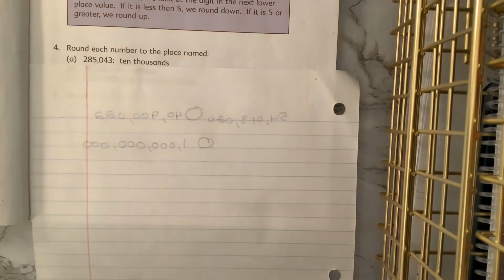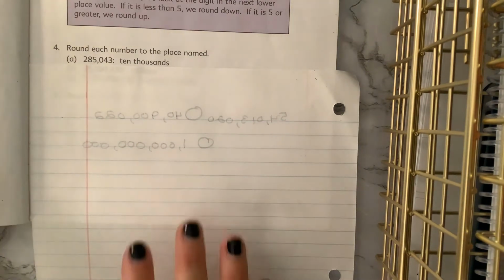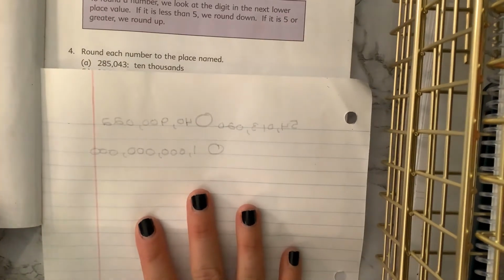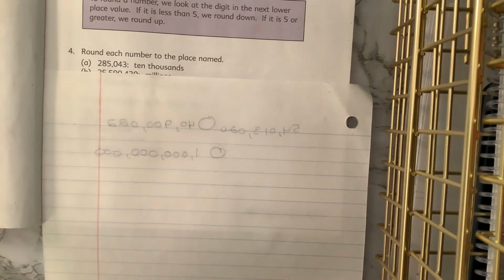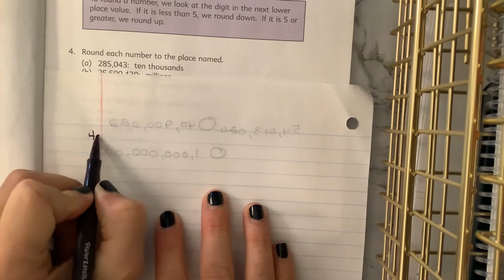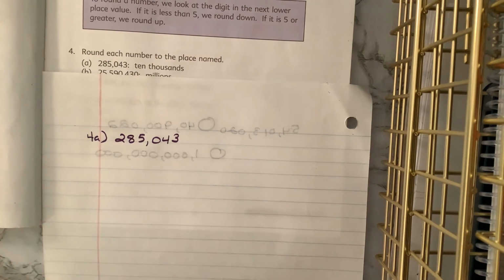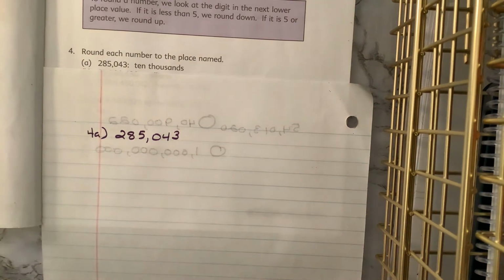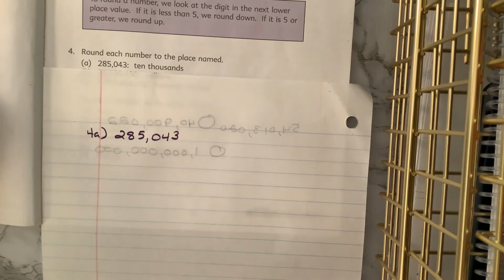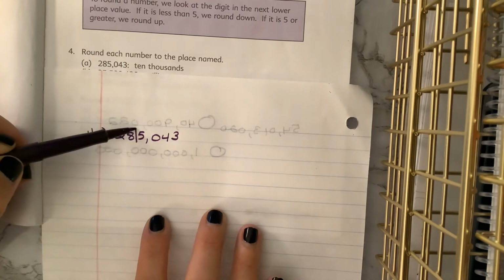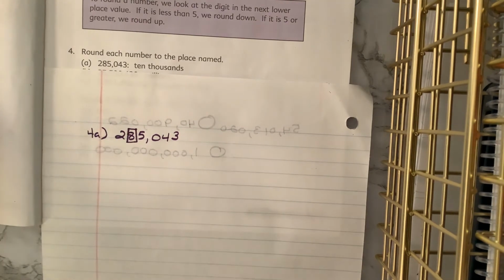So for number 4 is where we're starting. Round each number to the place named. So first we want to make sure we're copying down the number, 285,043. And we're going to follow these steps. It says to round to the 10,000th place. So the first thing we want to do is put a box around the digit in the 10,000th place. Remember that you should be working with me as we go. So we're going to put a box around the digit in the 10,000th place, which happens to be an 8.